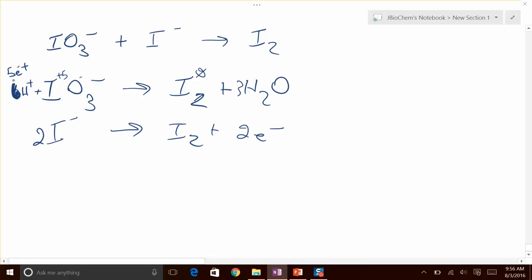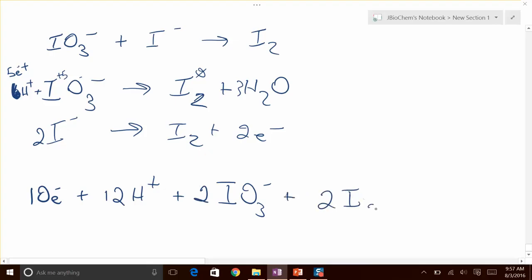And now this way, I need 2 I minuses, right? And I'm going to lose 2 electrons here. Okay, and then I need to multiply the top one by 2, the bottom one by 5. So I'm going to get 10 electrons plus 12 H plus plus 5 IO3 minuses.